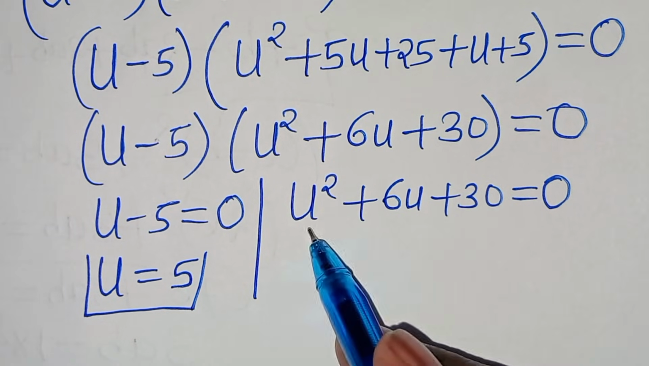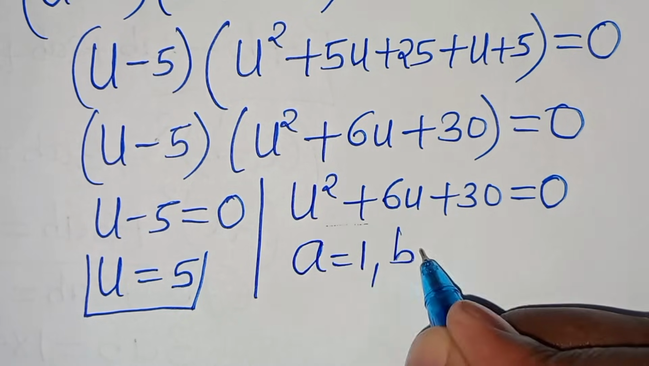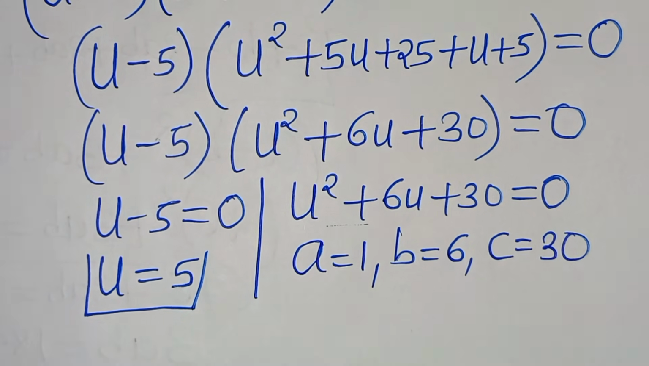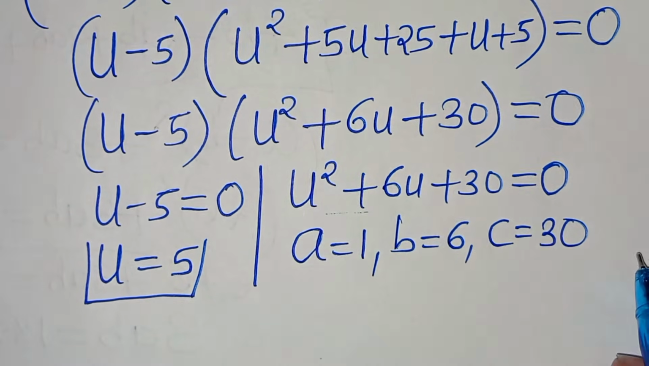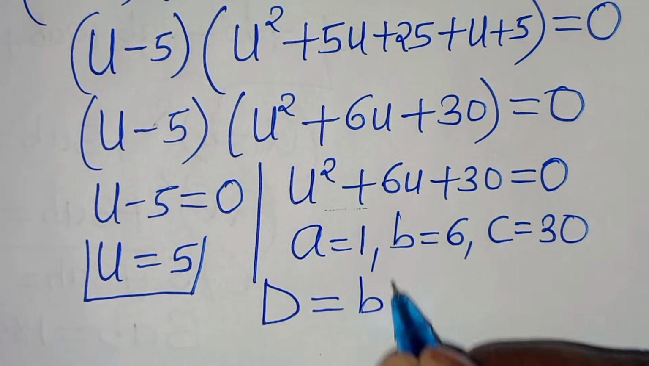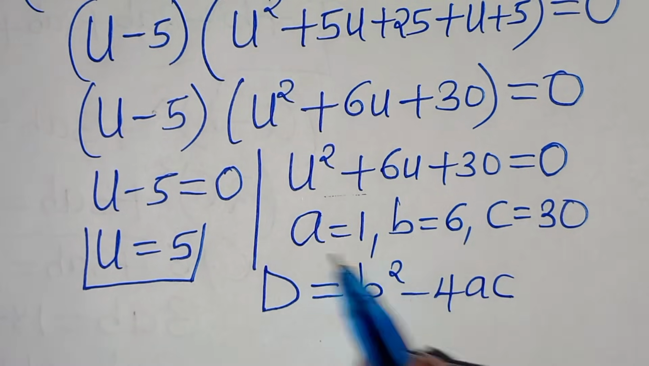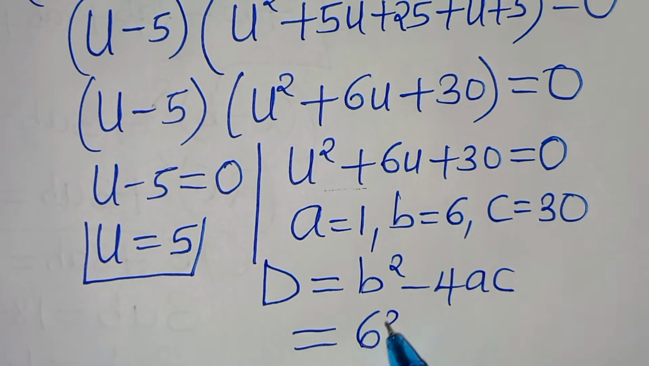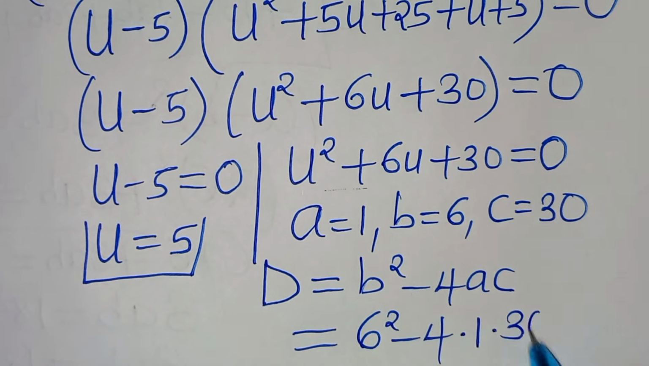The second case is a quadratic equation where we have a is equal to 1, b is equal to 6, and c is equal to 30. Now, let's assess the nature of the roots of this quadratic equation. We have to determine the discriminant value, which is b squared minus 4ac. So let's substitute a, b, and c in this formula, so that we have 6 to the power of 2 minus 4 times a, which is 1, then times c, which is 30.